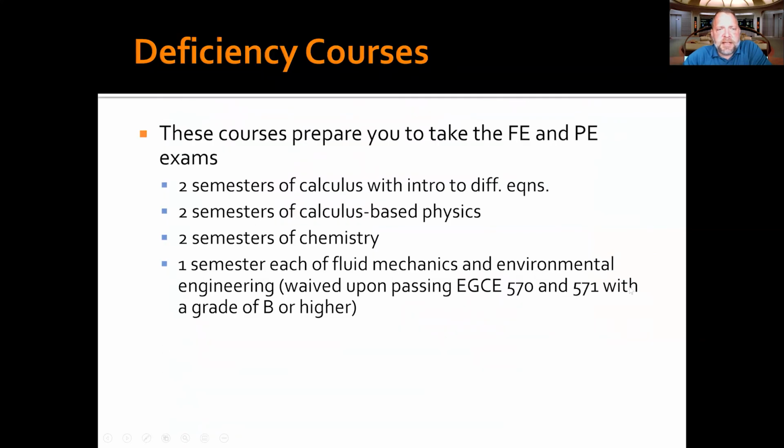Yeah, deficiency classes, a lot of you don't have these. If on your acceptance letter or wherever it was given to you, it mentions that you need 428 and 441, which is our fluid mechanics and environmental engineering courses, just know that those are waived if you pass the 570 and 571 courses with a grade of B or higher, because that material is covered in those classes.